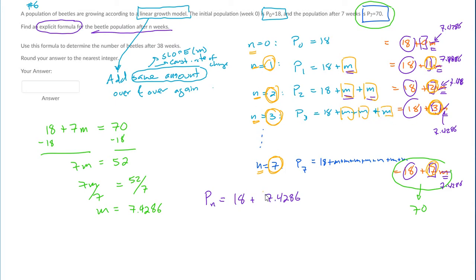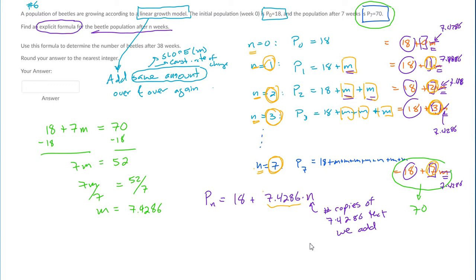So how many copies of this 7.4286 am I going to add? Is it 7 copies, 3 copies, 2 copies? It's whatever the n is. So I'm going to multiply by n. If I take the 7.4286 times n, that tells me how many copies. This is the number of copies of the 7.4286 that we add. Okay, so I've got my explicit formula, and now I can just plug in 38.